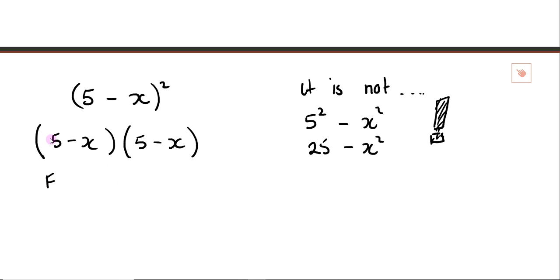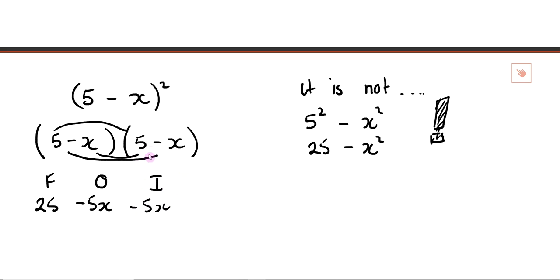First, 5 times 5 is 25. Outsides, 5x, negative 5x. Insides, negative 5x. Lasts is x squared, positive x squared, because it's negative times negative. So then we rearrange and we write it x squared minus 10x plus 25. Yeah, that's right.